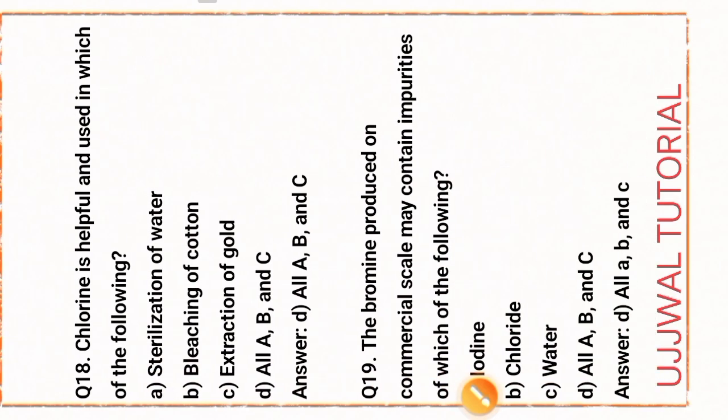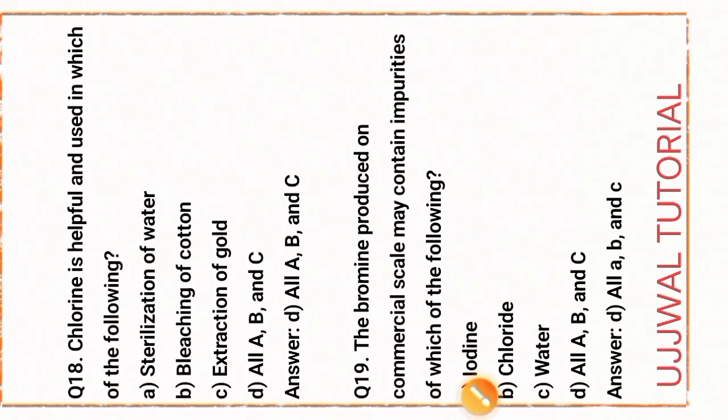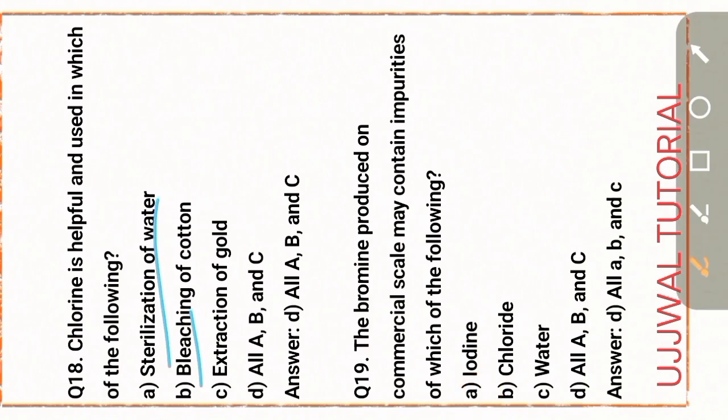Next question, question number 18. Chlorine is helpful and used in which of the following? Option D is the right answer: sterilization of water, bleaching of cotton, and extraction of gold.